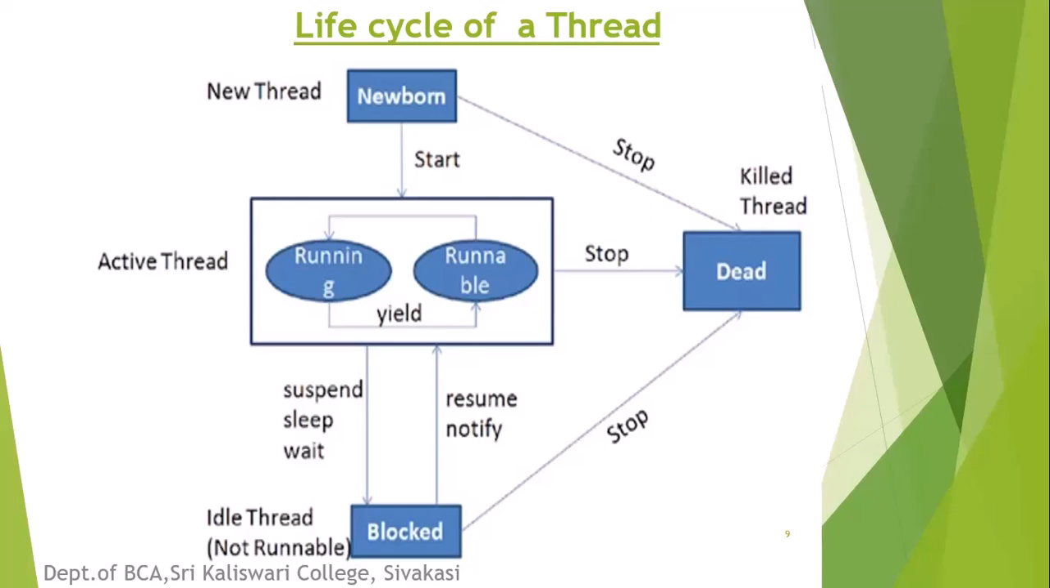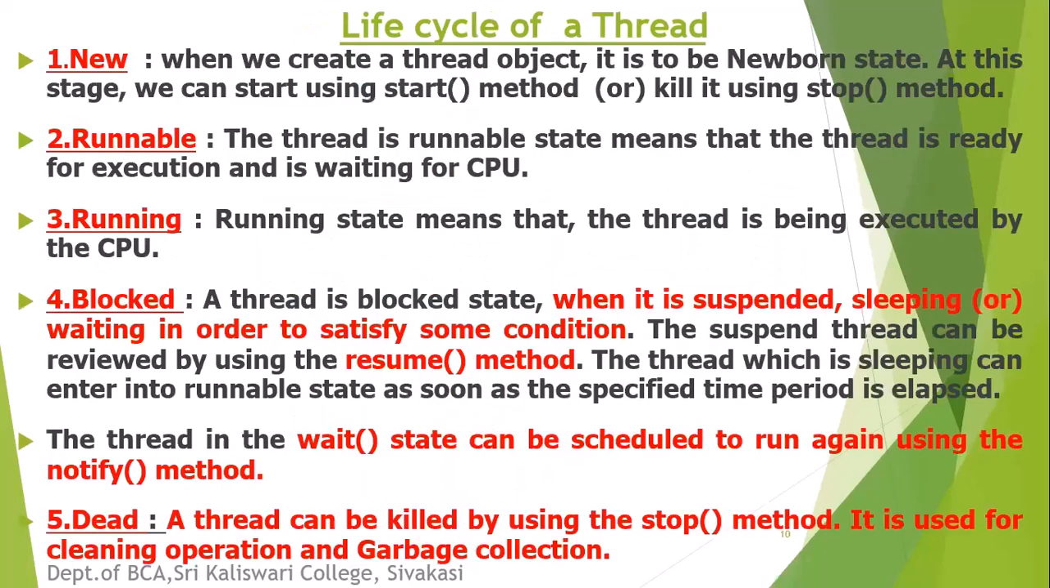So this is the blocked state. After all the operations are over, the thread is dead. The dead state is reached by the use of the stop method, which is normally used for simplifying garbage collection. So blocked means not runnable. These are the points we discussed.